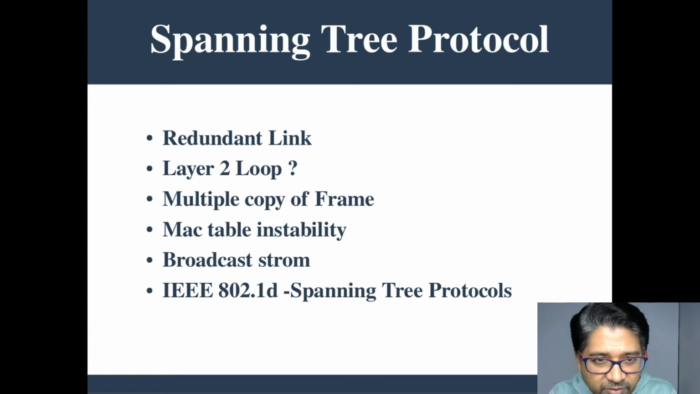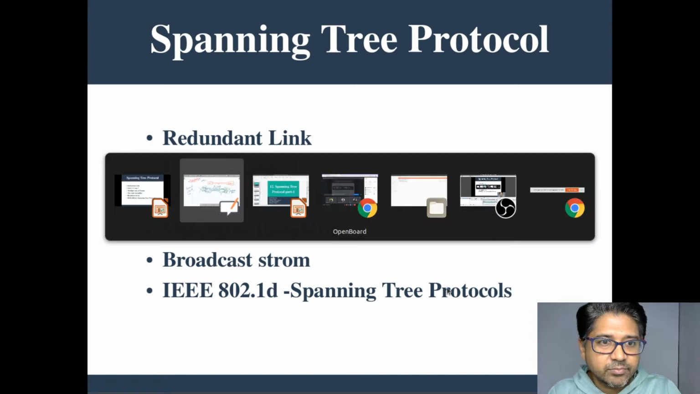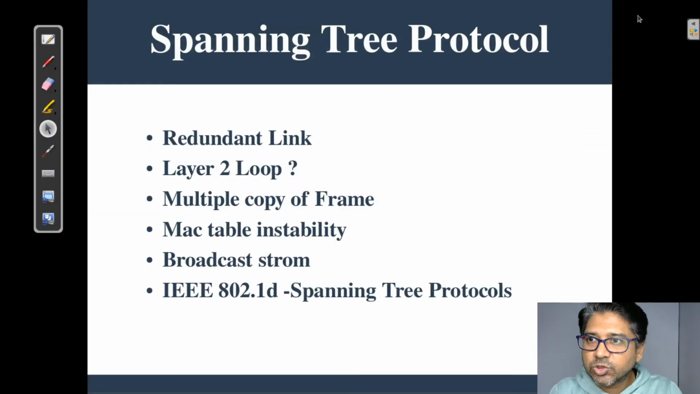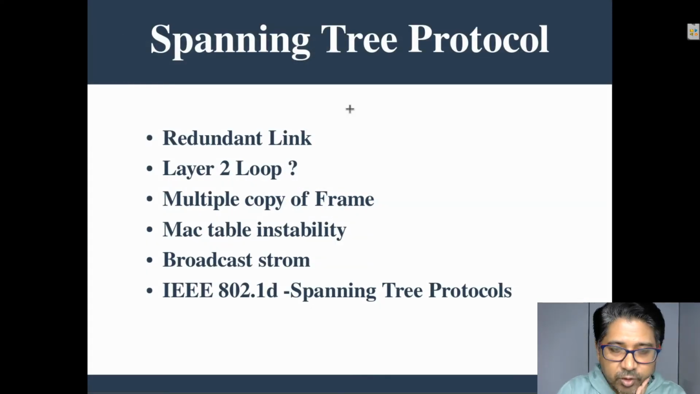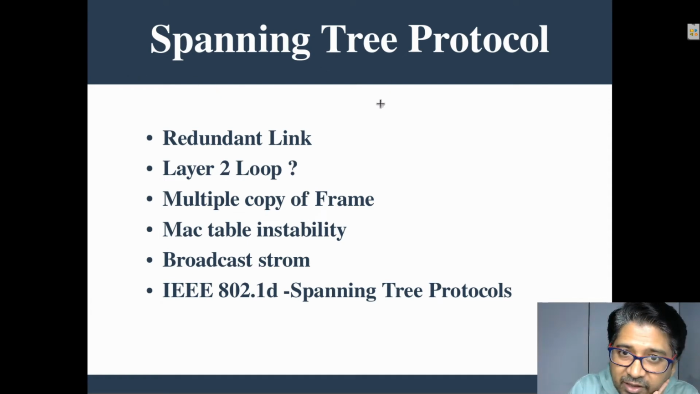This is very simple. If two switches or multiple switches are connected with more than one link, or have more than one way to communicate with each other. Let me give you another example, then it will be more clear. Let's understand. This is a redundant link, so not only do the two switches have two links.